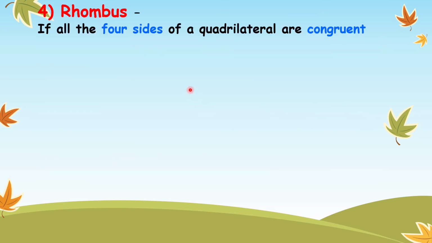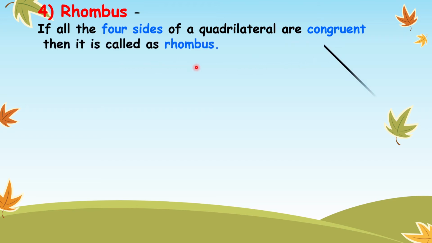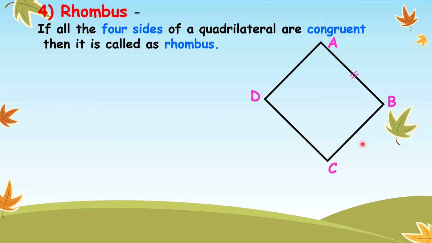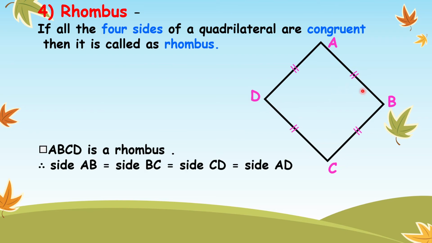Rhombus. If all four sides of a quadrilateral are congruent, then it is called a rhombus. In this figure, quadrilateral ABCD, if side AB is congruent to side BC is congruent to side CD is congruent to side AD, then the quadrilateral ABCD is a rhombus. Remember, every rhombus is a parallelogram. So, all the properties of a parallelogram are satisfied by the rhombus.